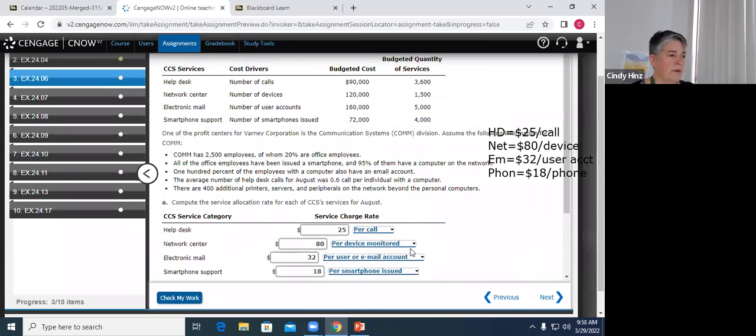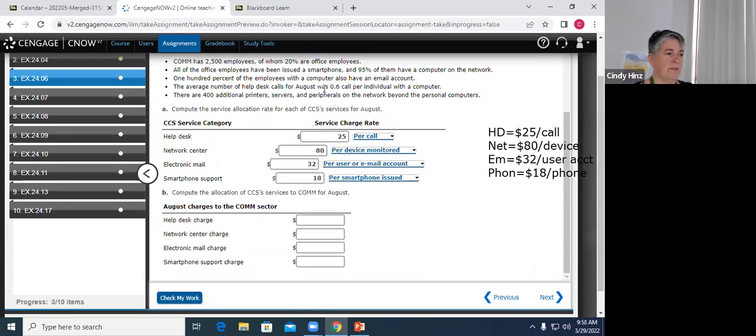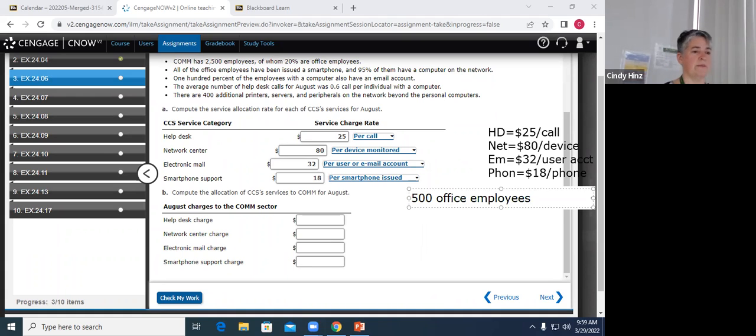The COM department, which is the Communication Systems Division, the COM sector has 2,500 employees, of whom 20% are office employees. So let me start doing some calculations, and I'm going to put my notes here on the screen for us. So the COM division has 2,500 employees, and 20% of them are office employees. So 20% of the 2,500 employees, they have 500 office employees. That's what that first bullet point is telling us.